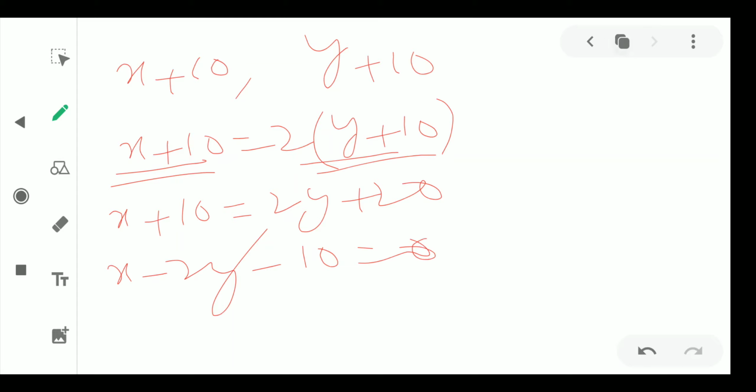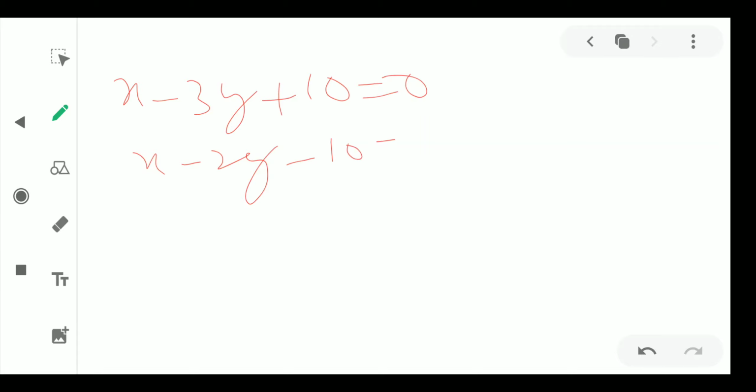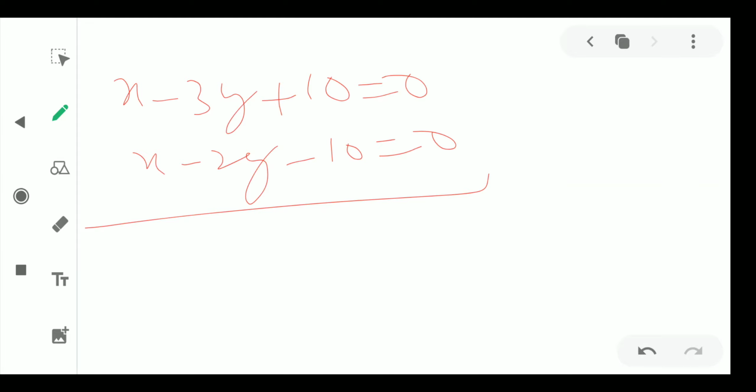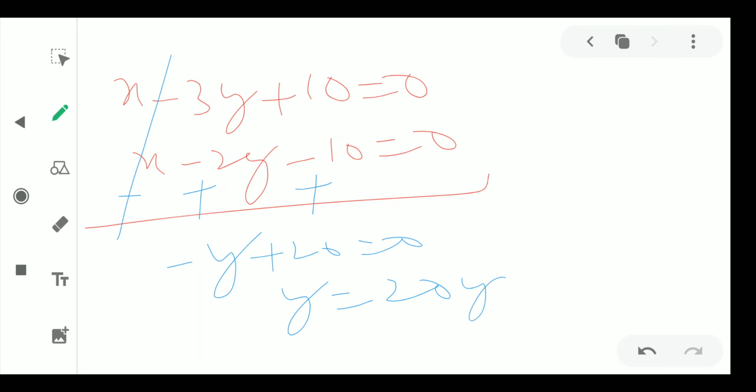This equation and the earlier equation we got, we have to eliminate. X minus 3Y plus 10 is equal to 0. X minus 2Y minus 10 is equal to 0. Now from this, this will be minus, this will be plus, this will be plus. The X will get cancelled. Minus 3Y plus 2Y is minus Y, plus 10 plus 10 is plus 20. So Y will be equal to 20 years. Means the present age of Sonu is 20 years.